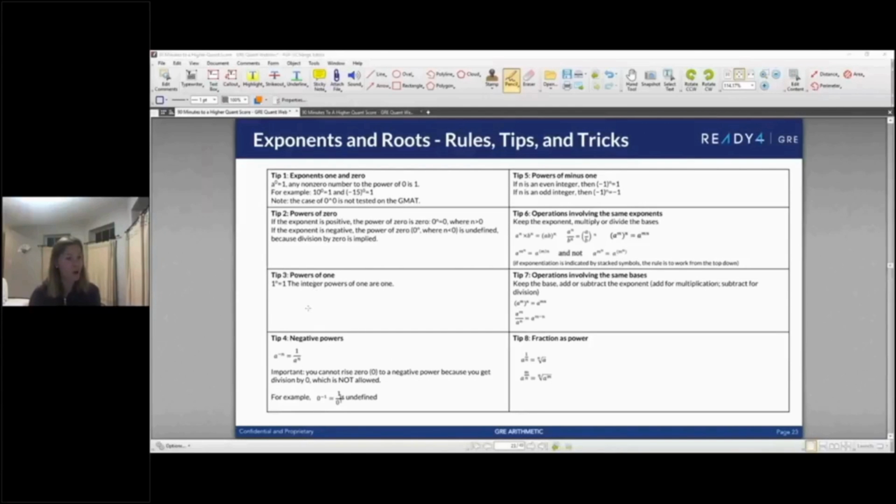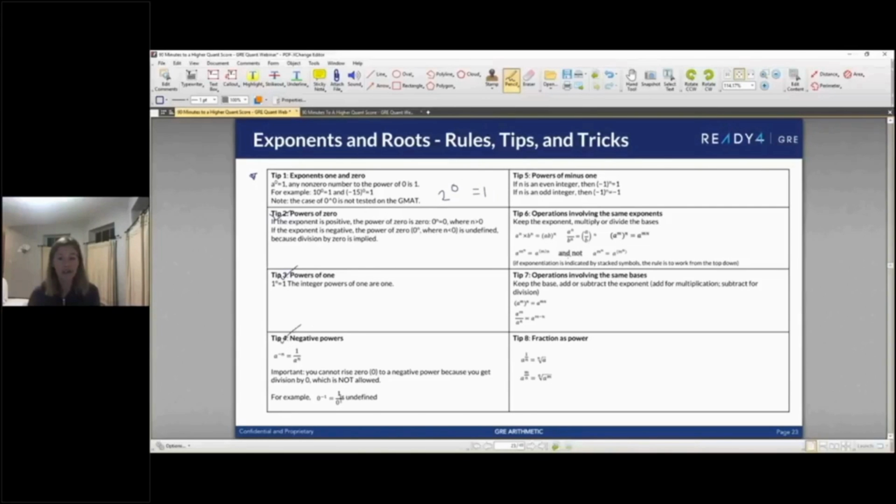It points out that 1 raised to any power is 1. 0 raised to any power is 0. This one's kind of interesting. Any number raised to 0 is 1. So 2 raised to the 0 power is equal to 1. So this is a little bit odd, a little interesting.